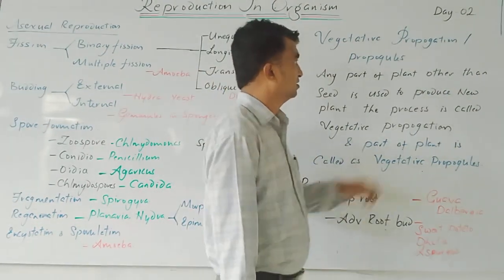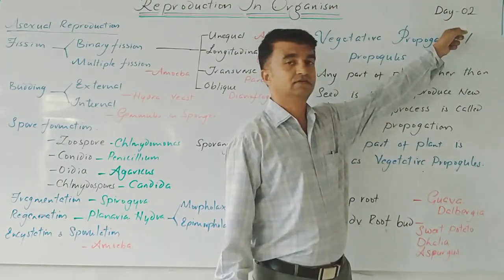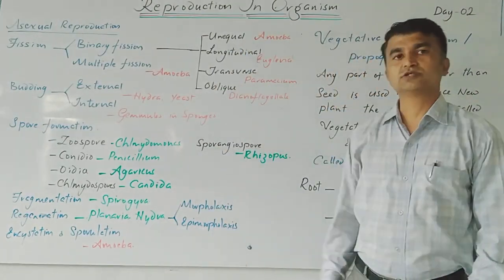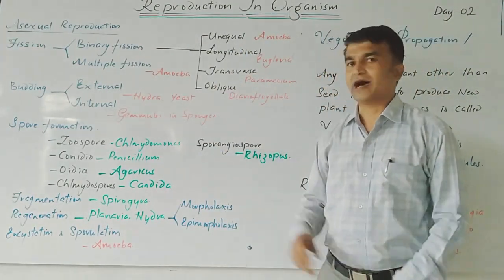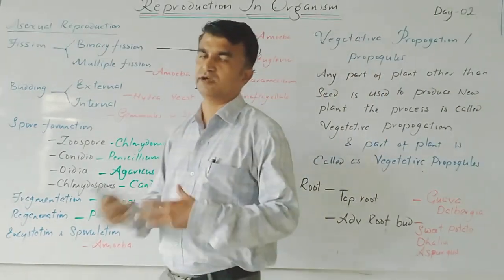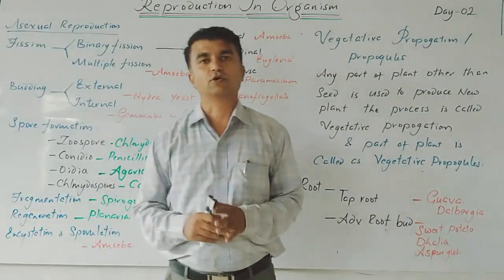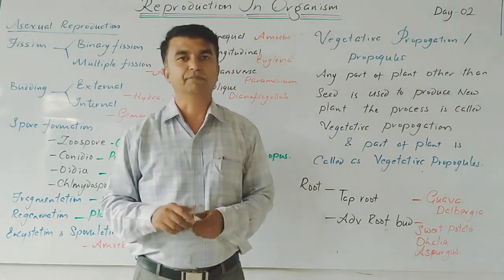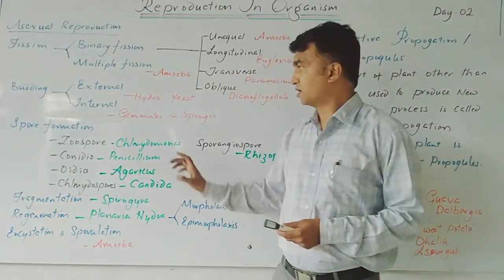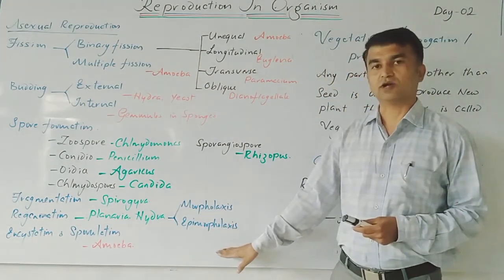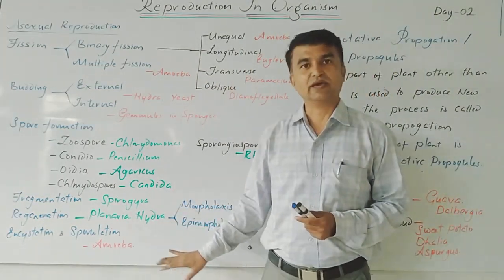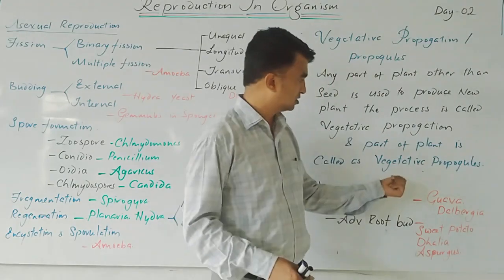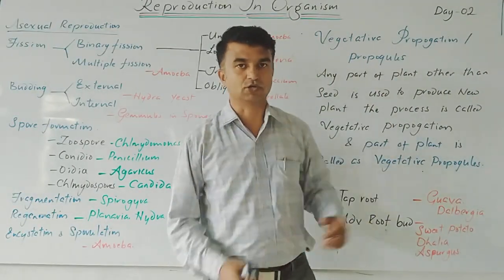So this is day two of Reproduction in Organisms. In the last class we saw the definition of reproduction and the types of reproduction, asexual reproduction and sexual reproduction, and the major differences. Under that, we covered the types of asexual reproduction. Let us revise these examples one more time, then we go straight to vegetative reproduction.